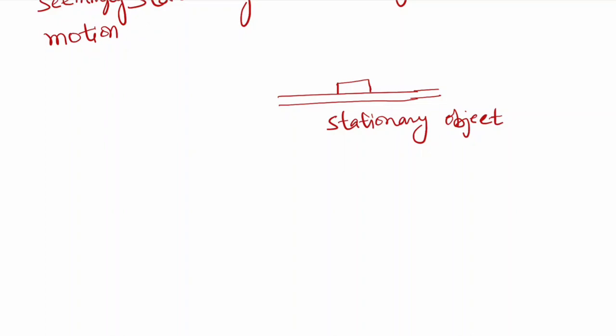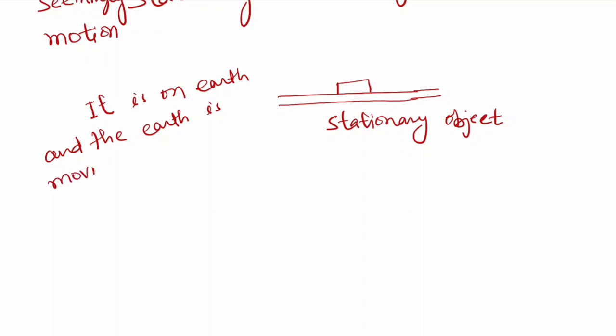But what happens when someone tries to look at the same thing from, let us say, outside of the earth? This seemingly stationary object, this book, is actually moving. Why is it actually moving? Because it is on earth, and the earth is moving. So everything that is on the earth is moving with the earth itself.